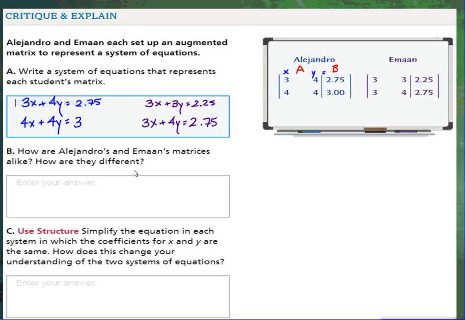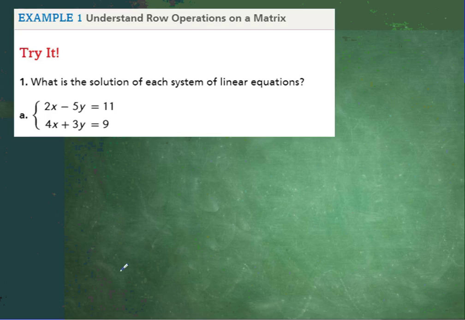Now to answer these next two questions, how are Alejandro's and Iman's matrices alike? How are they different? You can say a bunch of different things. For example, they have the same row, but they're in different positions. 3, 4, 2.75, and down here it's 3, 4, 2.75. But there's a lot of different ways you could say that. Same rows, different positions. I'm not too worried about this right now. I'm more concerned about you being able to write equations from matrices and matrices from equations. So go ahead and turn the page, and let's look at example 1 here.